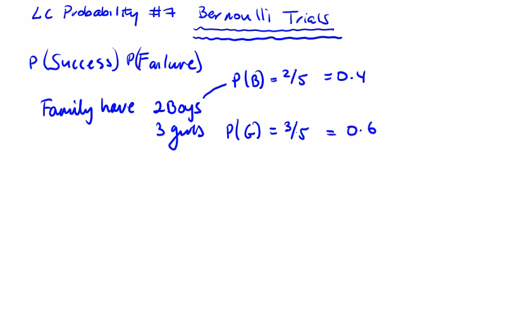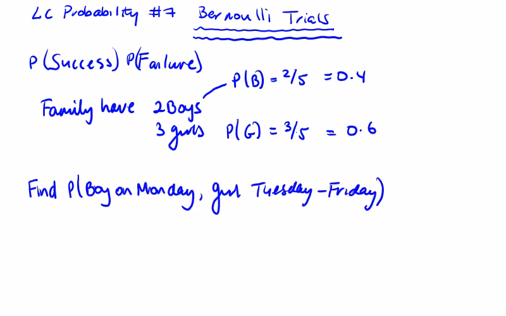So let's say the question is, find the probability that they select a boy on Monday and a girl Tuesday to Friday. So we can see here a boy on Monday is 0.4, and a girl on the other days, which is actually the probability of it not being a boy, 0.6 to the power of 4 for the 4 other days. Let's do this in decimal first, it's 0.05184.